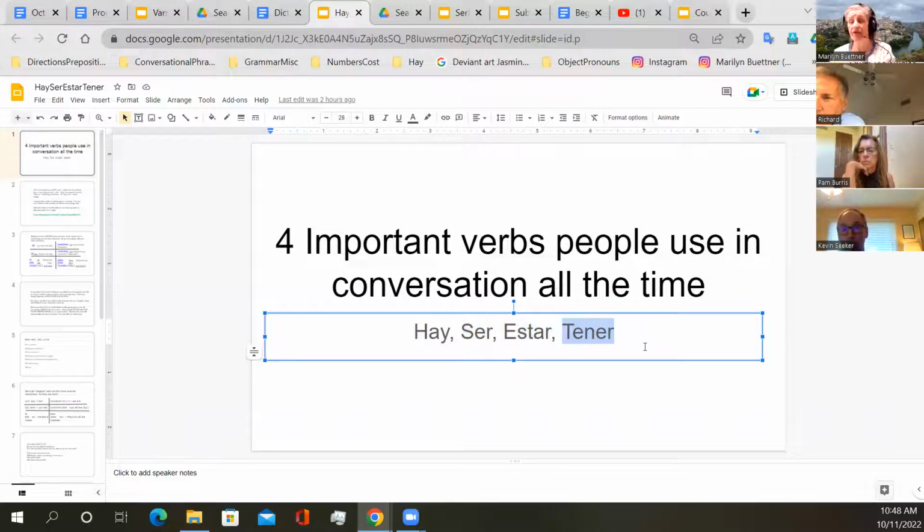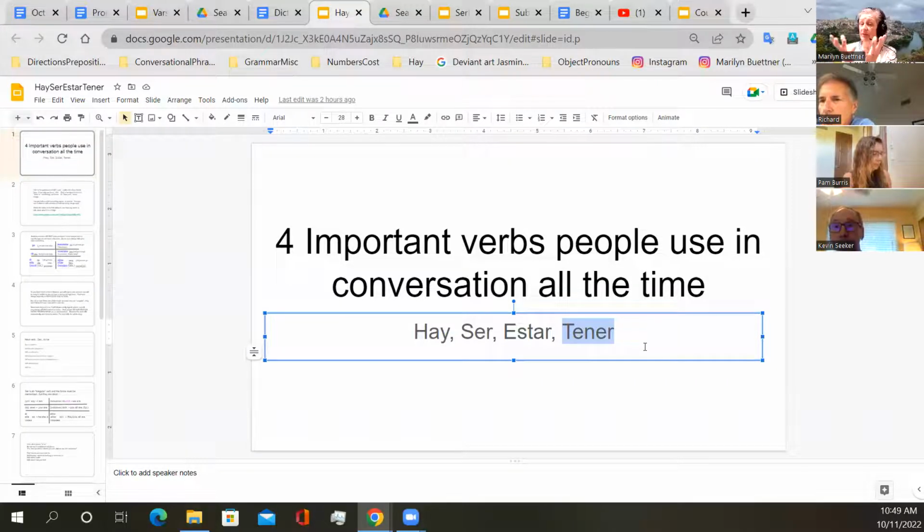Tener means to have. To have, as an ownership kind of have. Not the kind of have of, wow, I have seen that movie 5 times. Okay. Because my kids loved it when they were little. Not that have. It's got to be the have as in you own something, you possess it, okay?